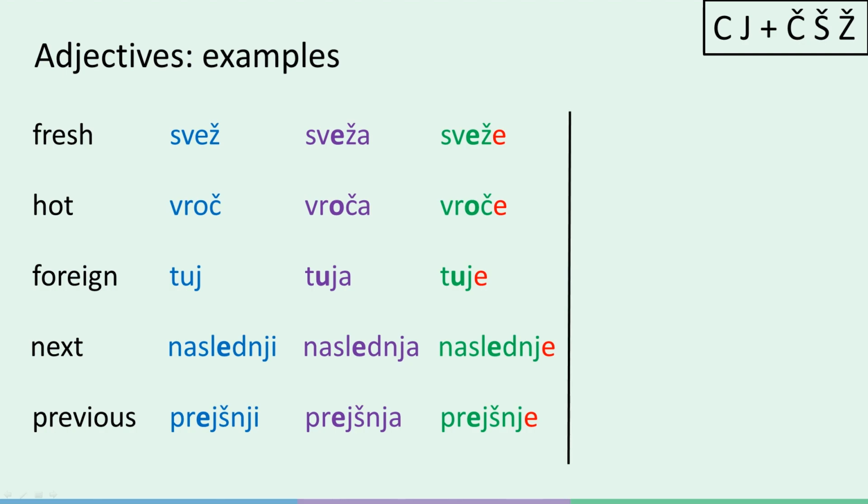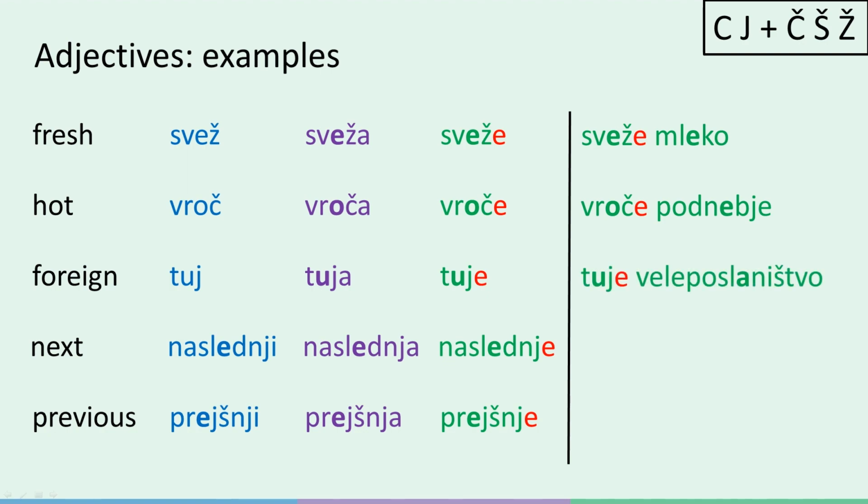And let's add an example for each. Fresh milk is sveže mleko. A hot climate is vroče podnebje. A foreign embassy, tuje veleposlaništvo. Next year, naslednje leto. And last summer, prejšnje poletje.